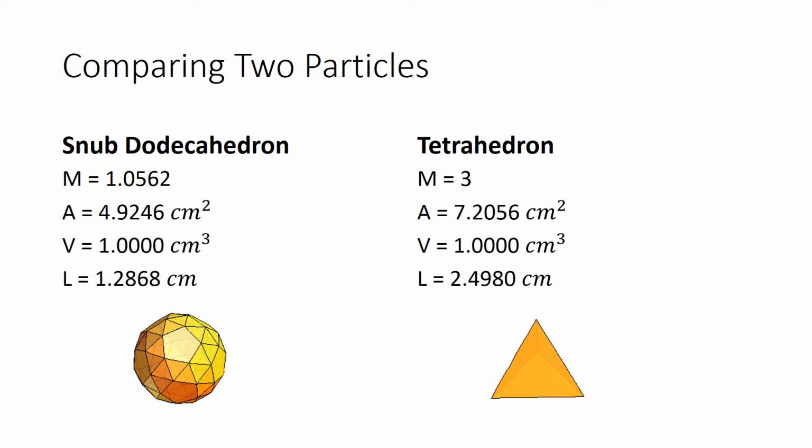Now, we will be comparing two different particles, the Snub Dodecahedron, which is very sphere-like, and the Tetrahedron, which is also known as a triangular pyramid. As you can see, the Snub Dodecahedron resembles a sphere, whereas the tetrahedron is much more angular. The morphology of a sphere is 1, and you can see that the morphology of the Snub Dodecahedron is very close to 1, being 1.0562, and the morphology of the tetrahedron is 3.